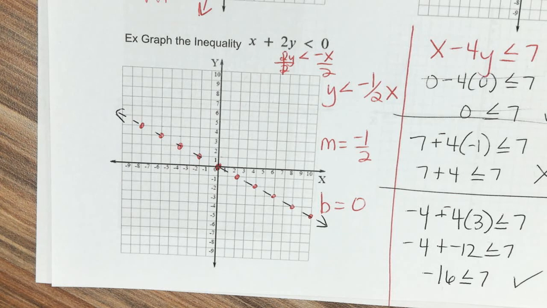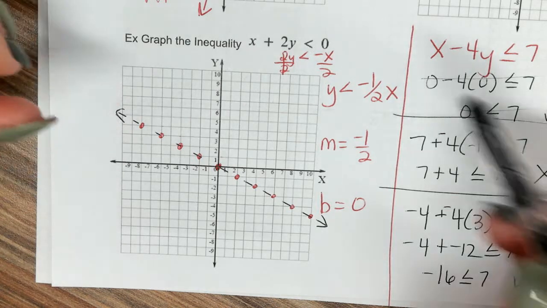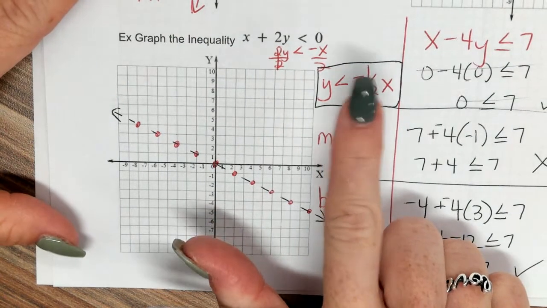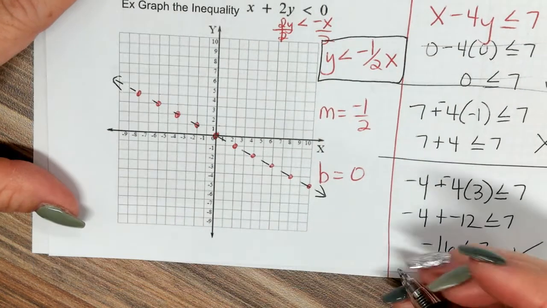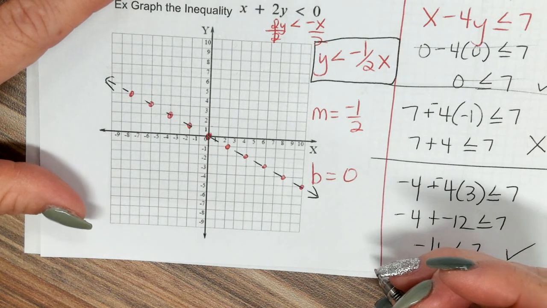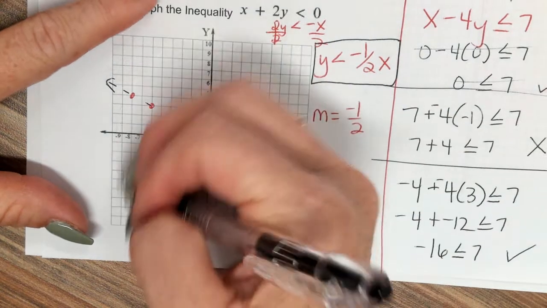Which way am I going to shade since it's less? Here's my inequality right here. It's less than. So where do I shade? It's either above or below. Below.